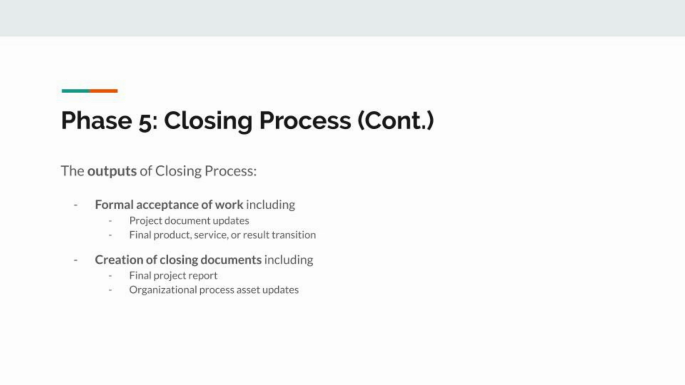Also, the organizational process assets must be updated. The organizational process assets include a list of project documentations, project closure documents, historical information, lessons learned report, and post-implementation review.